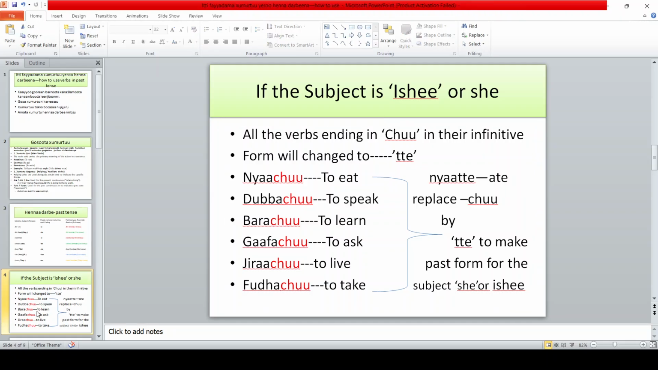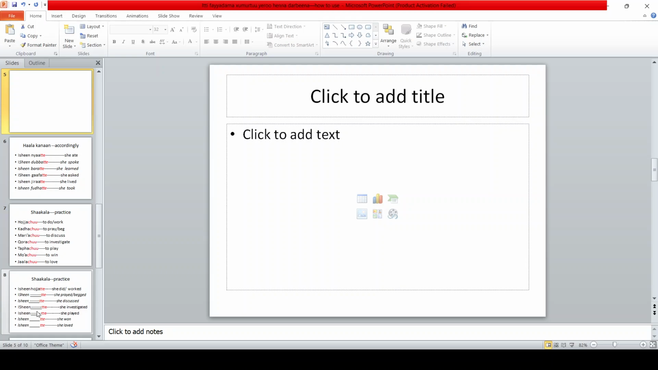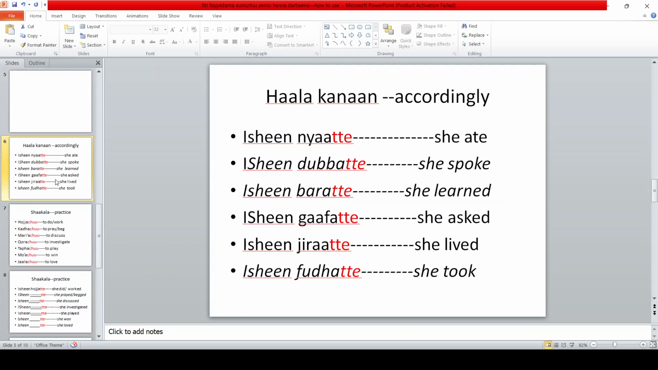For she, the verb is simply changed like this. Here in the example, what does it say? Accordingly, we change what? Isheen nyaachuu becomes nyaatte. We change chu into te, so it becomes what? She ate. Isheen dubbatte. We replaced chu by te. Nothing else happened. Isheen dubbatte, and we brought the subject to the front.